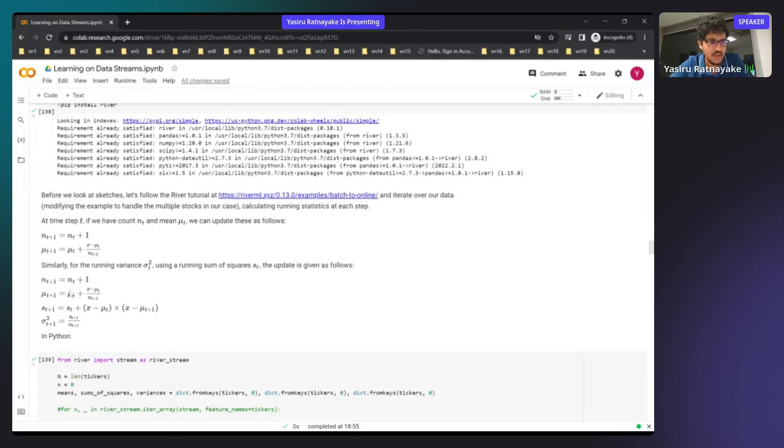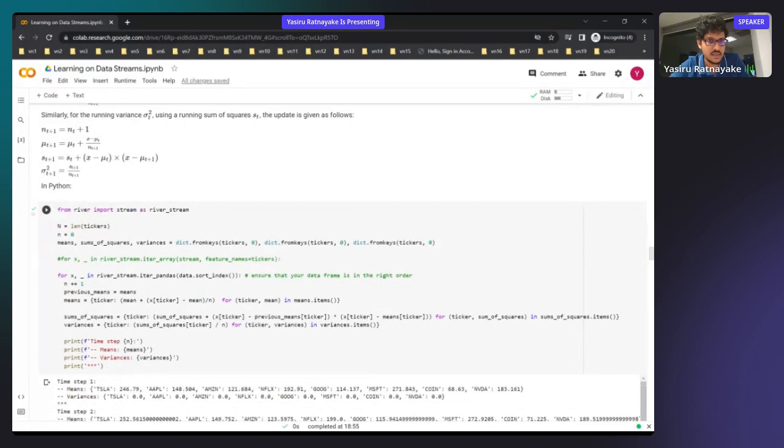In a similar way, and the maths is a bit more involved here, but it's elegant, you can actually do the same thing for the variance, sigma squared. This you do through this sum of squares, but in Python, this is actually nice to implement. River exposes something called stream, and I'm going to import that as river stream because I instantiated something called stream above.